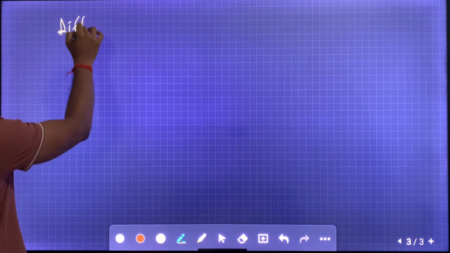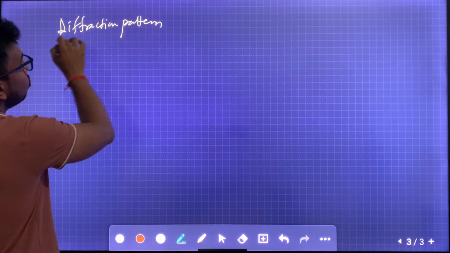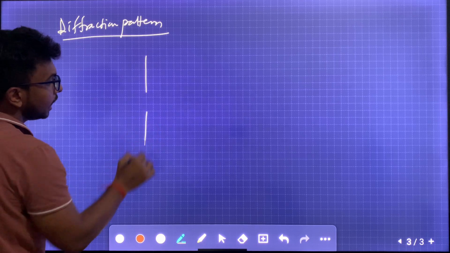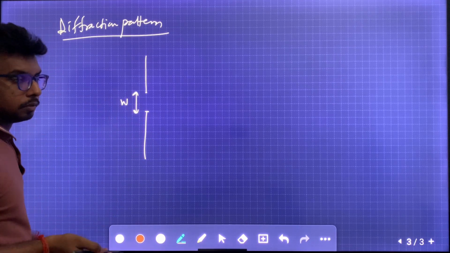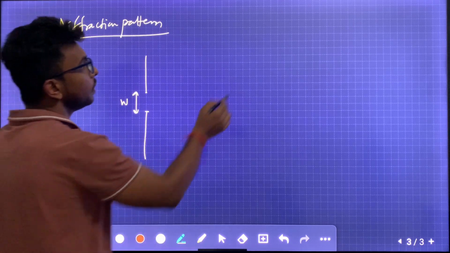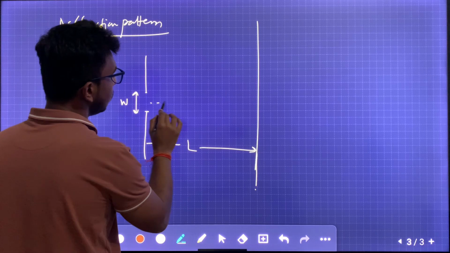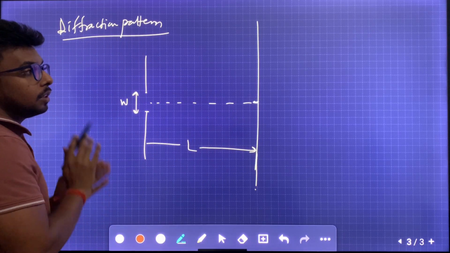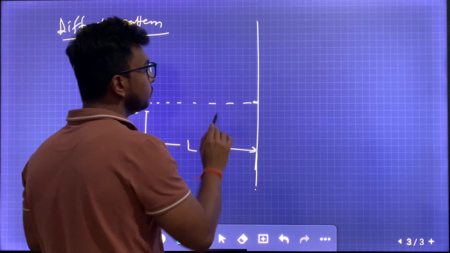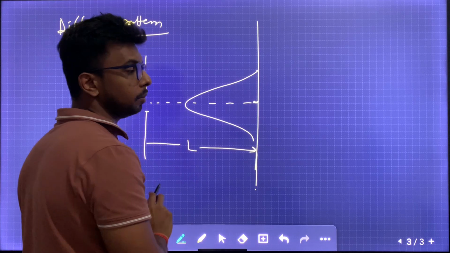In case of single slit experiment or diffraction pattern, everything remains same. The only difference is now I have just one slit and I have to take the width of the slit. Instead of the separation between the two slits, that was small d, now we have the width of the slit. This is L, everything exactly the same. Here there will be maxima. The only difference is here the maxima widens up.